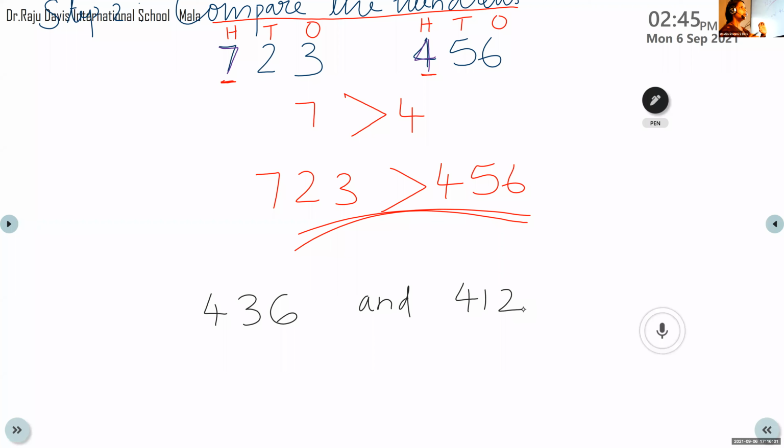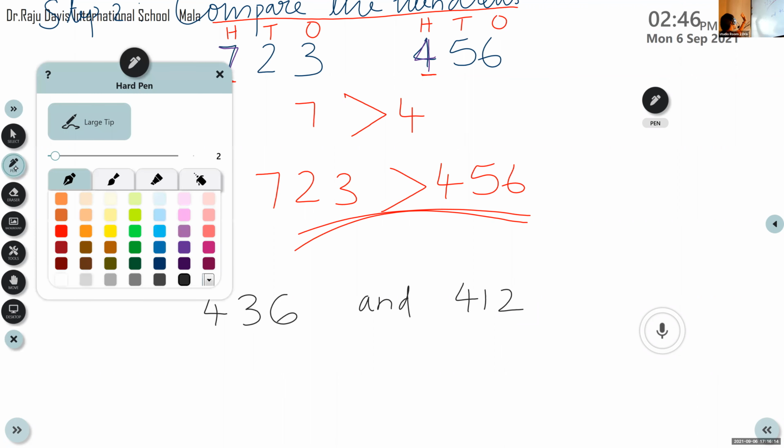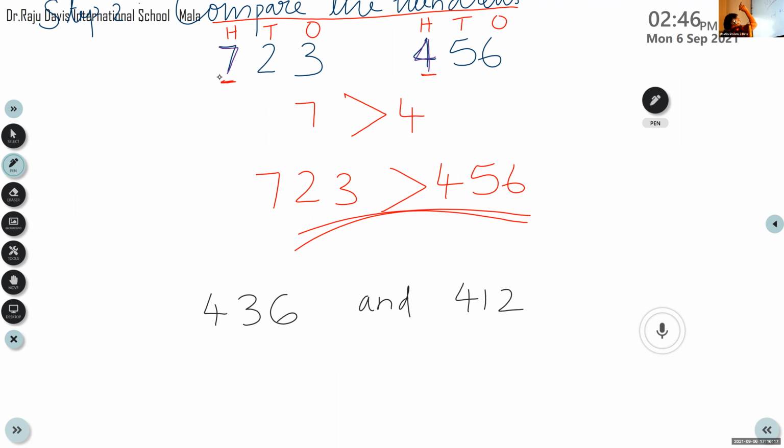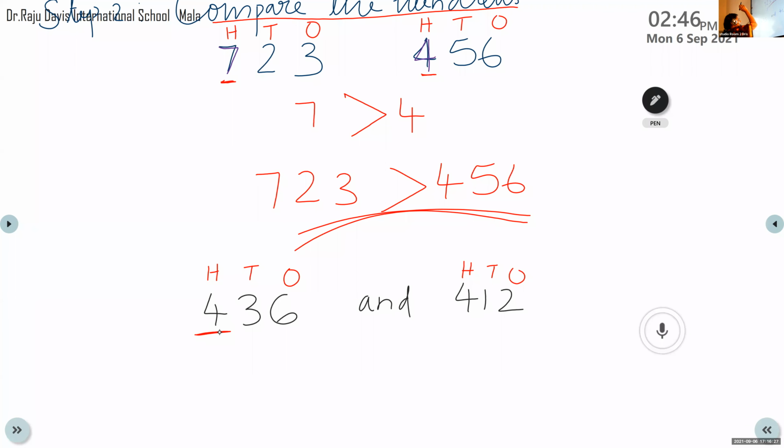Now, if both numbers have 3 digits each, we move to the next step. We will compare the hundreds. Before that, let us mark the hundreds, tens, and ones places. Both numbers have the same hundreds, 436 and 412.